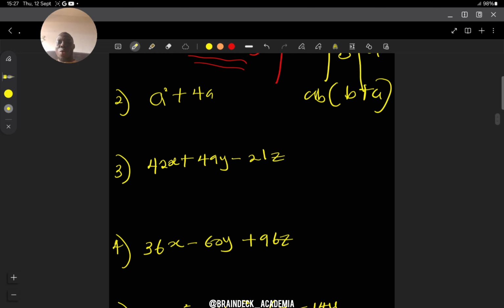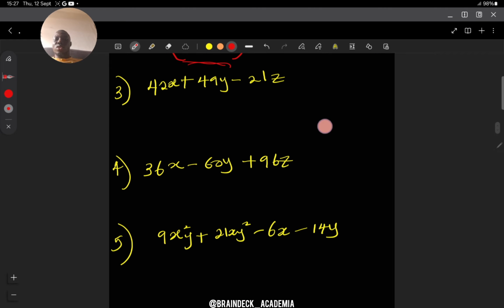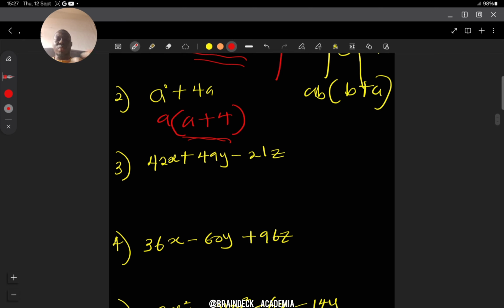Now for this one, we have A squared plus 4A, and we're asked to factorize this. Looking at this directly, we know that what is common here is A. A is common to the two, so I'll factorize A out. A out of A squared, I'm just left with an A. Then plus A out of 4A, I'm left with 4, and that's my answer. Remember, you can use this other method also, but it just takes a longer time to get your answer. So that's how you factorize a two-term expression.